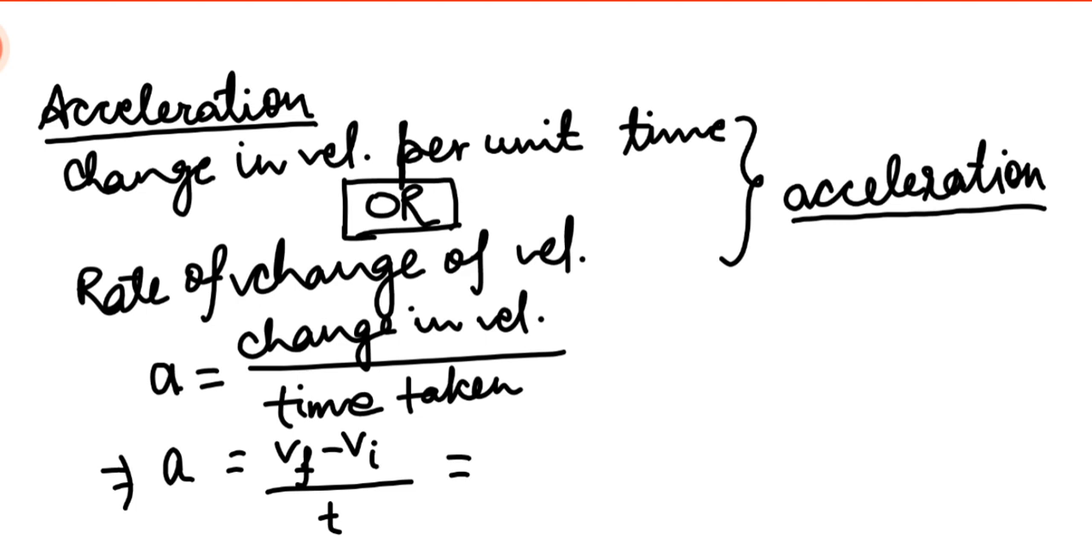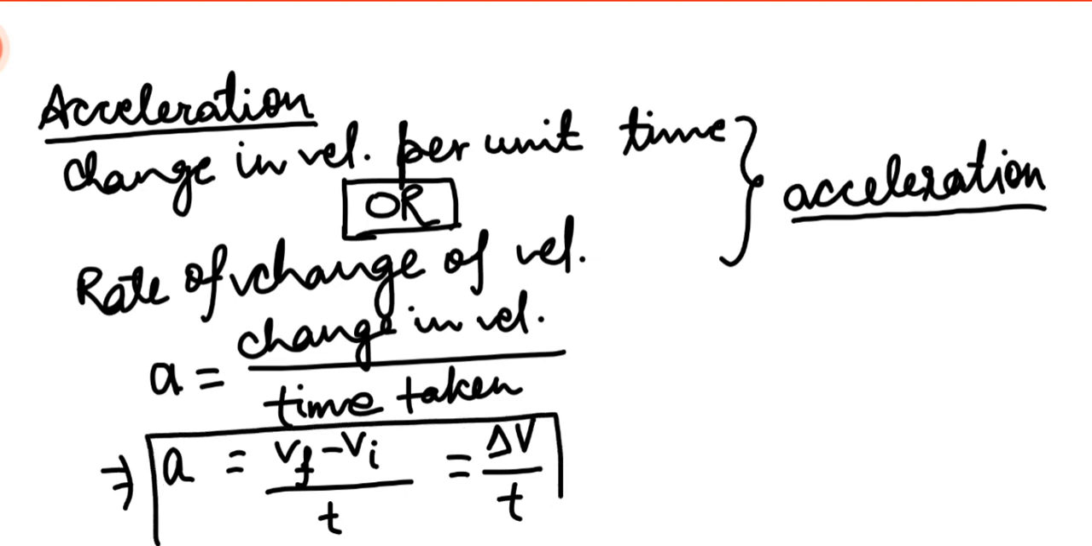That is, this final velocity minus initial velocity can be written as delta v divided by time taken t. Clear? So this is how we define or write acceleration.